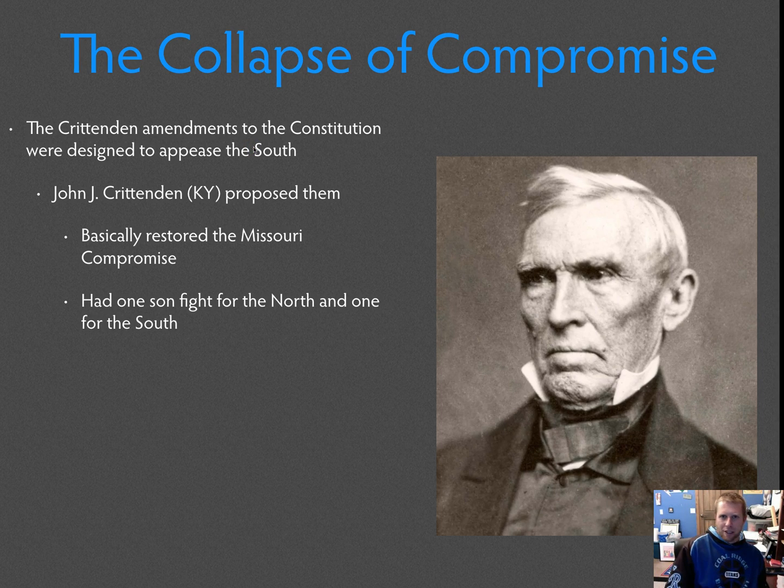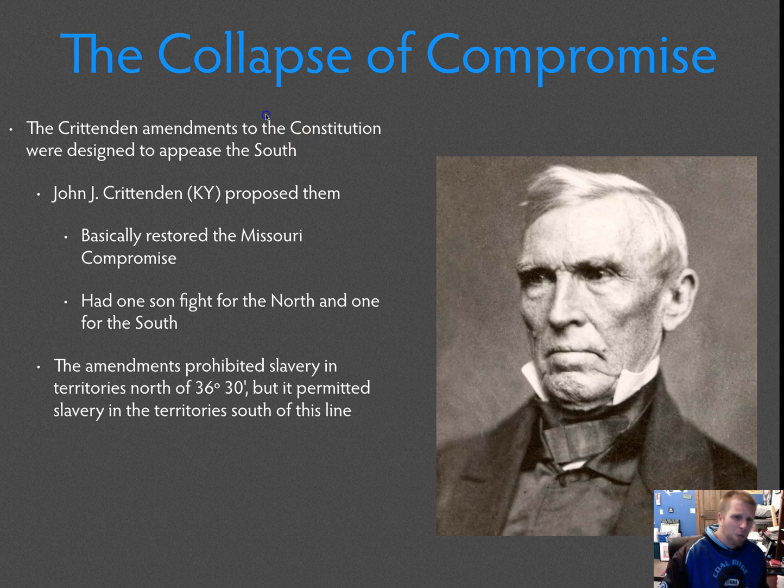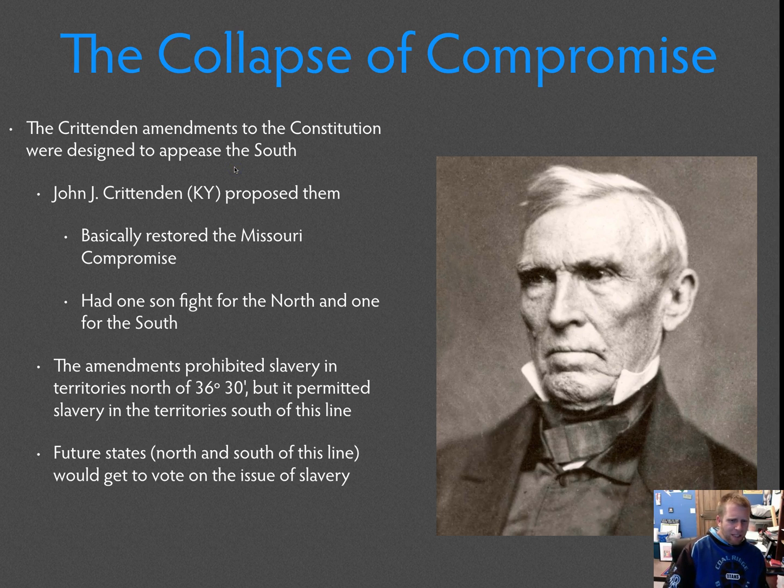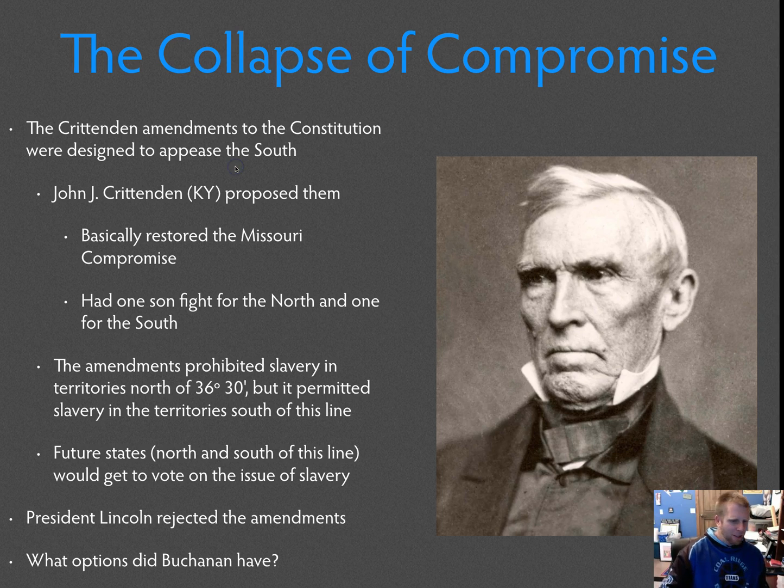He had a reason to get a compromise because eventually John Crittenden had one son fight for the North and one son fight for the South, and he doesn't want them to fight each other. And can we just all get along, please? To quote Rodney King. The amendments prohibited slavery in territories north of the 36°30' line, but permitted slavery in the territories south of the line. Just ignore California, okay? Future states north and south of this line would get a vote on the issue of slavery. Lincoln rejects the amendments. And really, what options did James Buchanan have? It's tough, but he's still a terrible president.